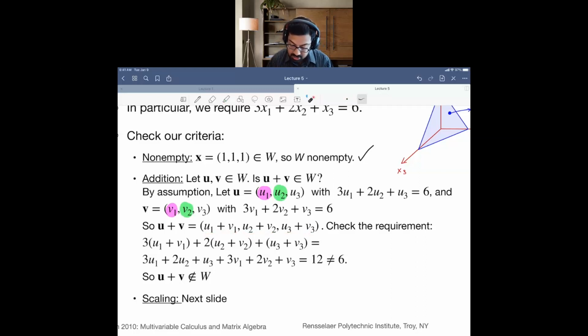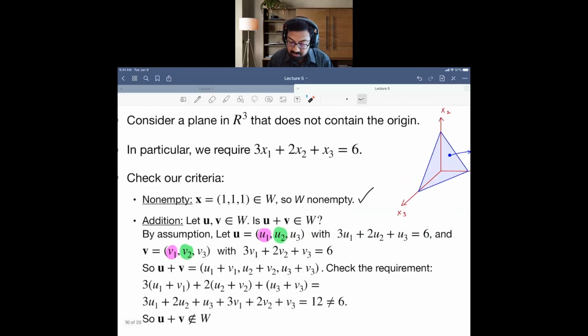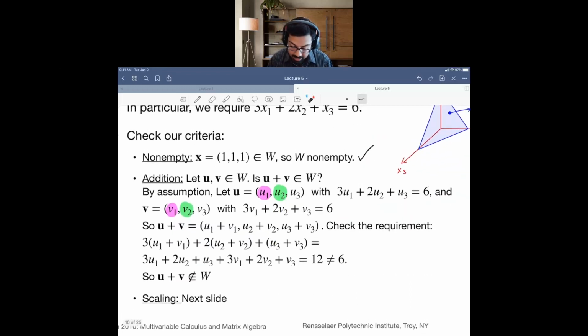Now what are we checking? Just checking the requirement that 3 times the first element here plus 2 times the second element here and 1 times the last element here, is it equal to 6 or not, right? Is it satisfying this criteria or not? Let's check. It is actually going to equal 3U1 plus 2U2 plus U3, and similarly for V, 3V1 plus 2V2 plus V3. You get 6 over here from this, and you get 6 over here from this.